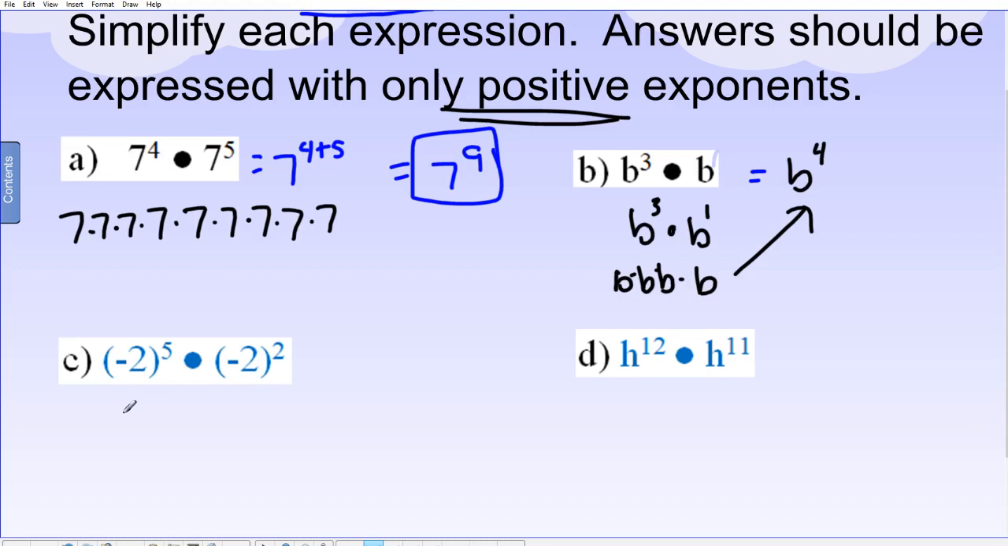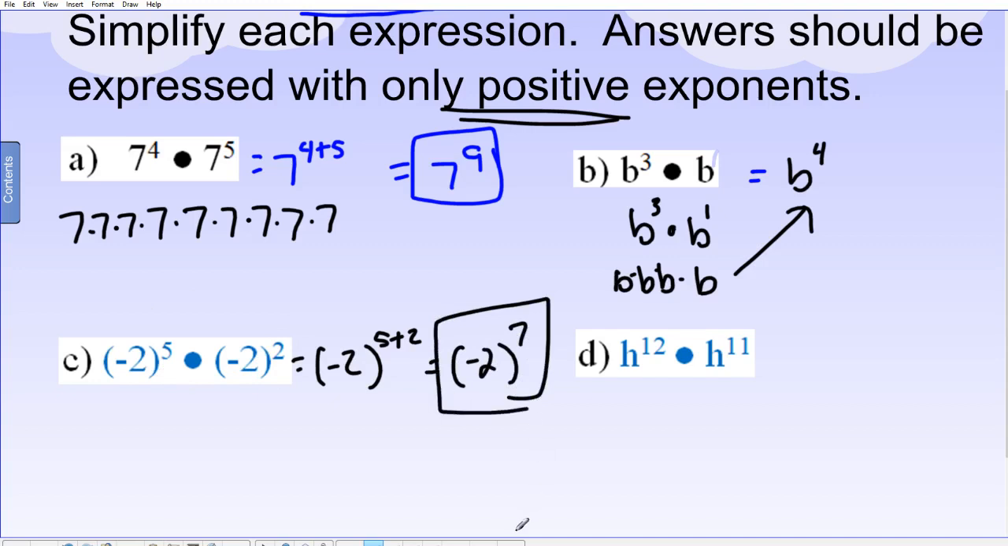Okay, so letter C. This -2 inside the parentheses is just the base, and the 5 and the 2 up top are the exponents. So this is going to be -2 to the 5 plus 2 power. How many -2's are being multiplied together here? Well, I've got 5 of them here, 2 of them here. All together, there is a total of 7 -2's being multiplied together. And notice we don't have to multiply this out. I didn't multiply it out here. I left it as 7 to the 9th power.